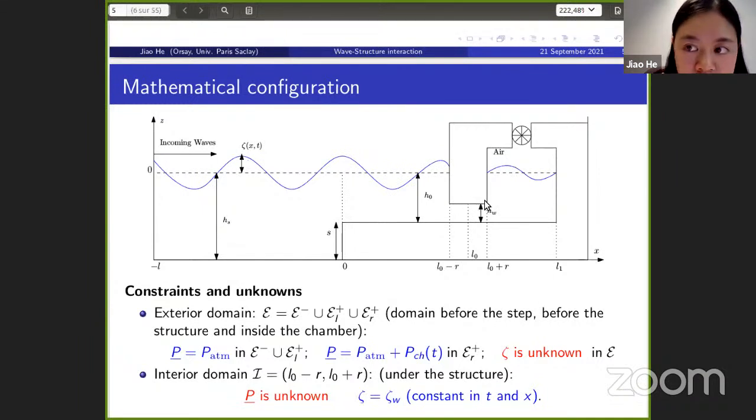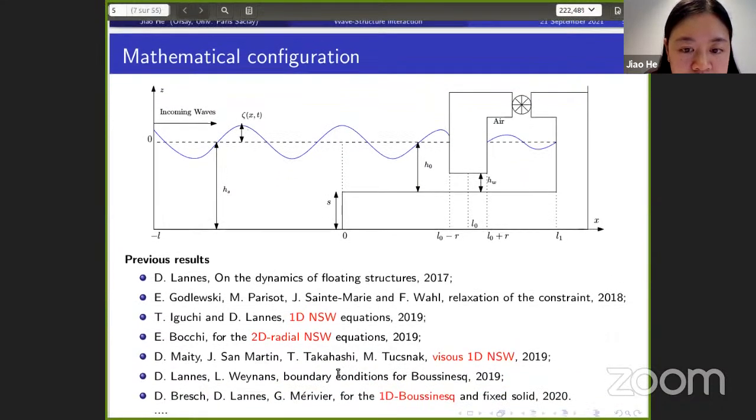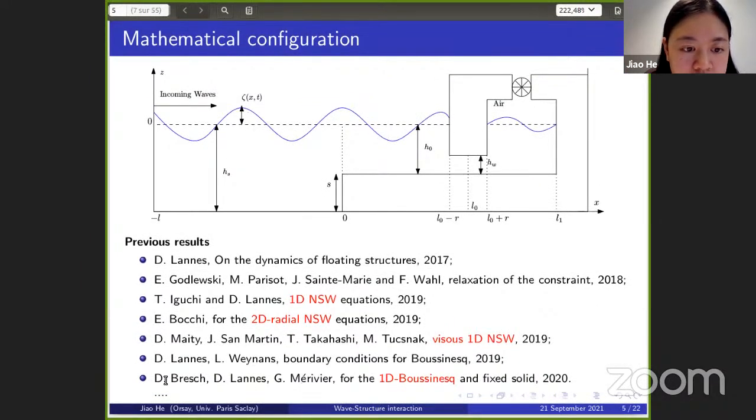So this is the hypothesis that we have in this configuration. Regarding this model, there are some previous results. For example, an article by David Lannes considering the shallow water equations with the floating structure, and my collaborator Eduardo Bocchi, in his thesis, did the two-dimensional case with some radial hypothesis. And then there are the results of Didier Bresch, David Lannes, and Guy Métivier for the one-dimensional Boussinesq case with a fixed solid. So these are the previous results.